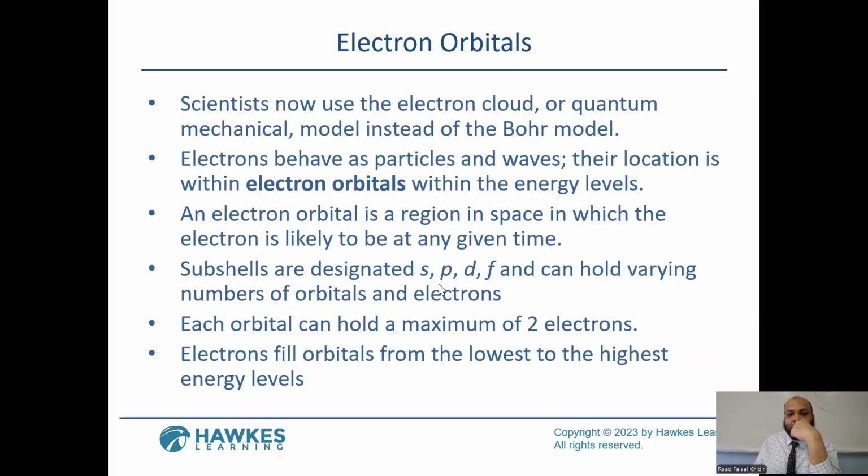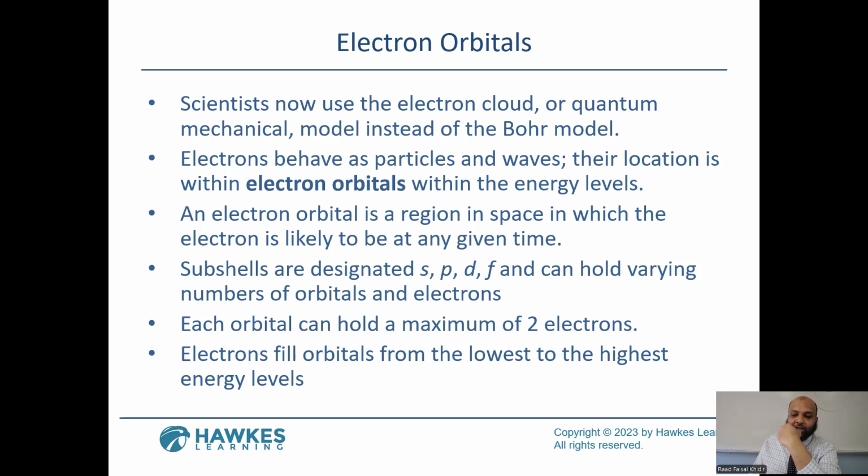Now scientists use the electron cloud or the quantum mechanical model instead of the Bohr model. Electrons behave as particles and waves. So their location is within the electron orbital, within the energy level. Each electron orbital represents an energy level. An electron orbital is a region around the nucleus in which the electron is likely to be at any given time.